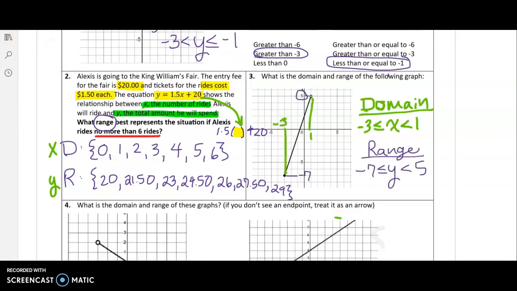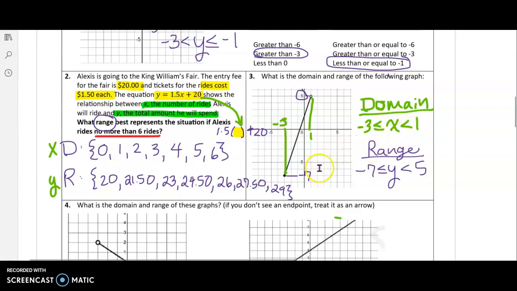Okay, you can now see the answer to number 3. The domain you can see in green. The smallest x value was -3, and notice it had a closed dot. And the biggest x value was 1, and it had an open dot. So you can tell the differences in the two symbols. One of them is less than or equal to, and the other one is less than.